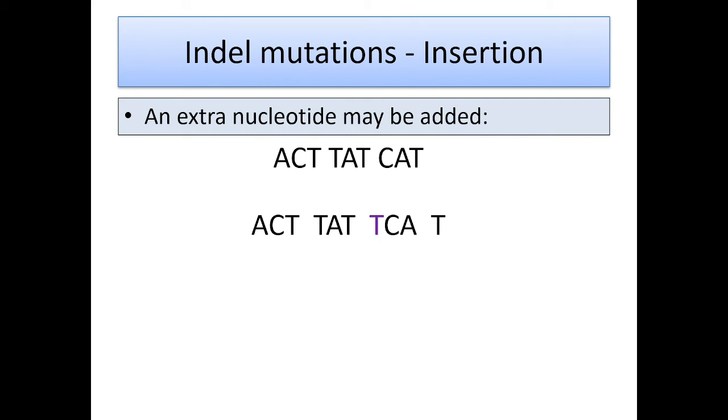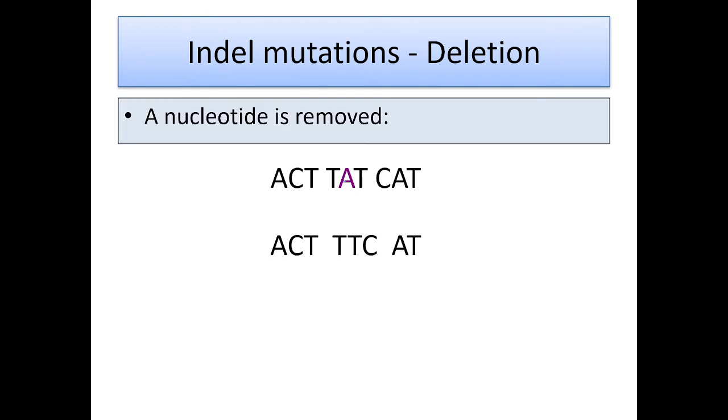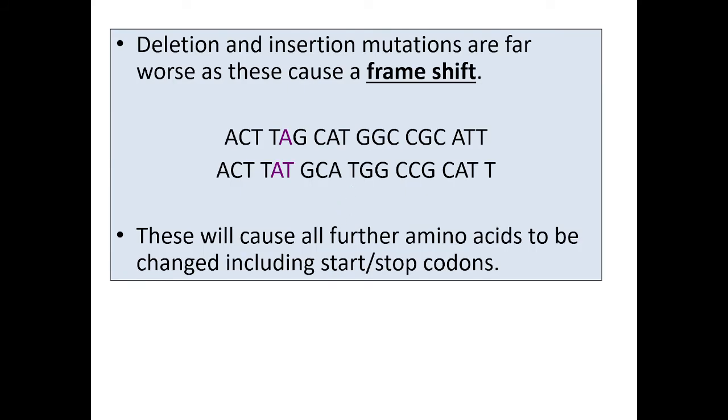So this is our indel. This is one showing you an insertion. They've put a T in front of the cat. And that's given us a completely different amino acid here. In the deletion, we've removed this A here. And again, we are dealing with completely different amino acids. These mutations are much worse because we get the frame shift. Every single triplet code after the mutation is now different. That's different, that's different, that's different, that's different. All further amino acids are going to be changed, including the stop codons at the end. So this mutation is massively disastrous for protein synthesis.